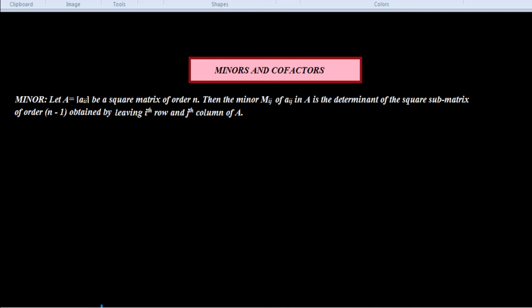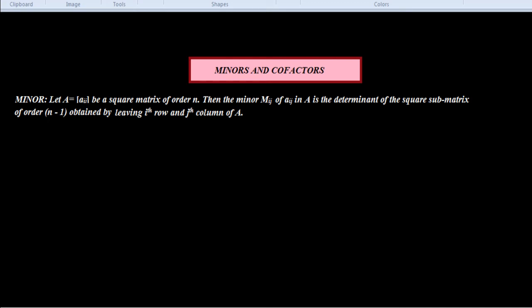Hi friends, in this session we will study about the minors and cofactors of a matrix. Here I will tell you about the minor. Let A equal to [aij] be a square matrix of order n, then the minor Mij of aij is the determinant of the square submatrix of order n minus 1 obtained by leaving the ith row and jth column of A.